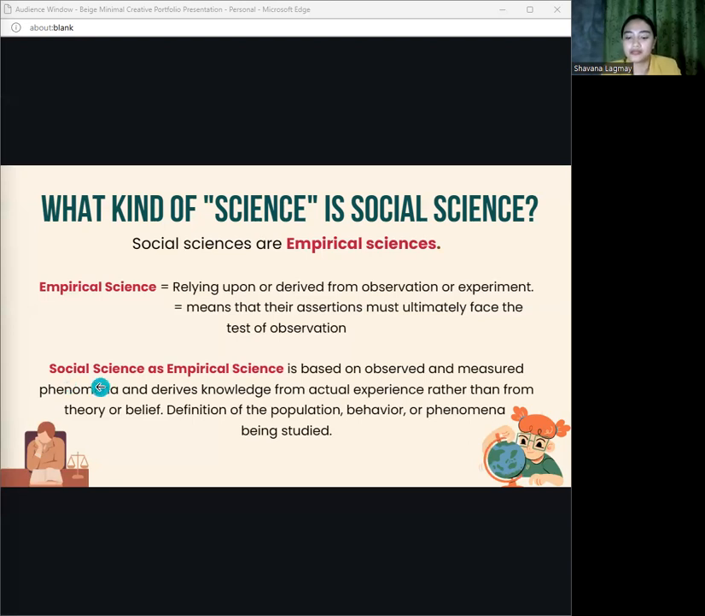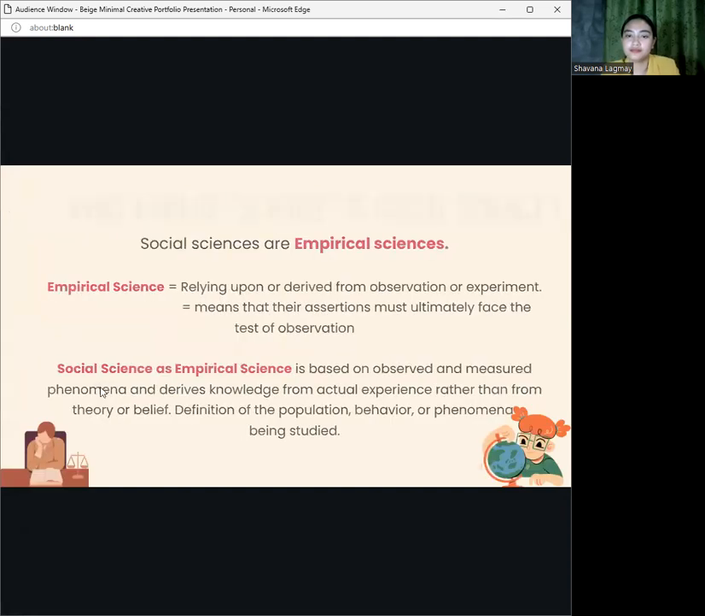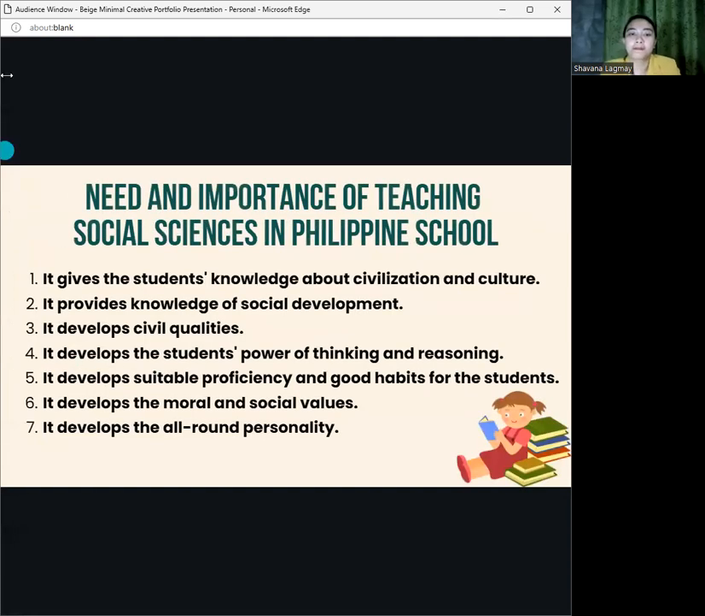So, let us now proceed to the next slide. So, let us now discuss the need and importance of teaching social sciences in Philippine school. So, number one, it gives the students knowledge about civilization and culture. Of course, we all know that if the student has the knowledge about civilization and culture, it helps the students have a better understanding of the world.